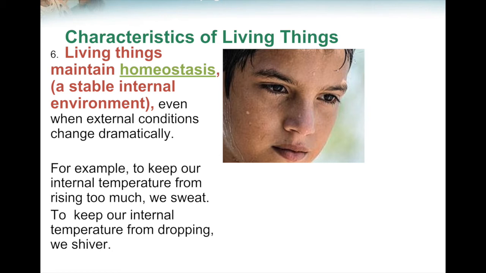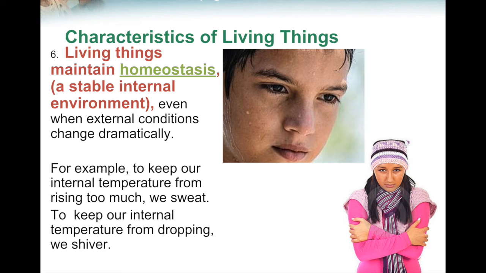Well, what if it's in the winter time and it's, let's say, 20 degrees Fahrenheit outside? If we have to maintain homeostasis by keeping our temperature at 98.6 degrees Fahrenheit, we don't want it to drop too low because then our bodies won't work properly. So what does our body do in order to maintain that temperature and not drop? We shiver. And when we shiver, we generate heat.